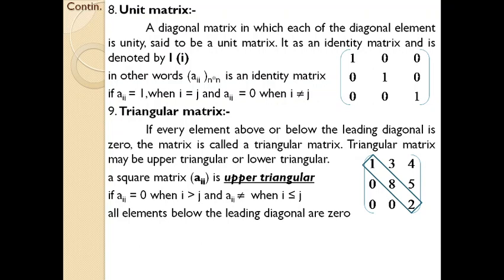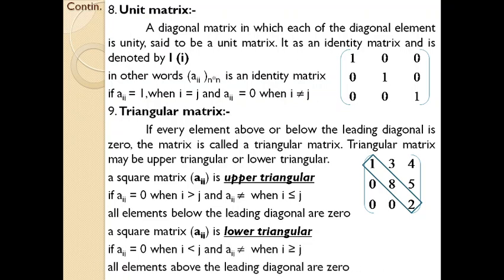A lower triangular matrix means any numbers above the leading diagonal are 0. See, this is another matrix. All the numbers above this diagonal are 0 and the numbers below the diagonal are all numerals other than 0. So this is known as lower triangular because here the numbers below the diagonal are numerals other than 0. Here the numbers above the diagonal are numerals other than 0, so it is known as upper triangular. These are known as triangular matrices.